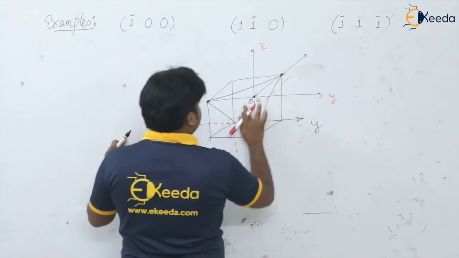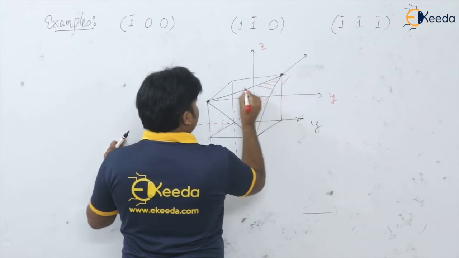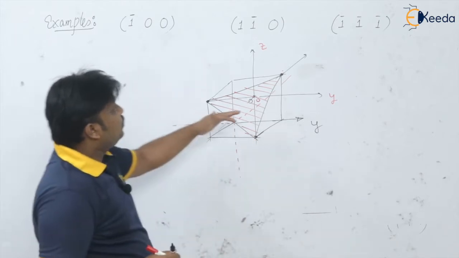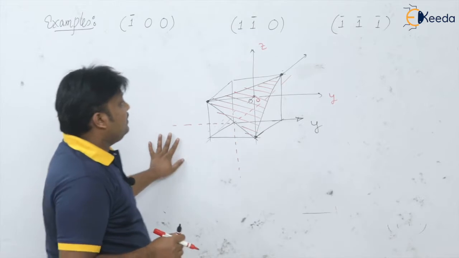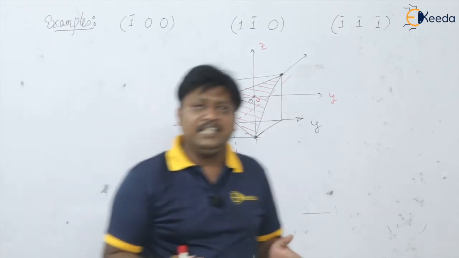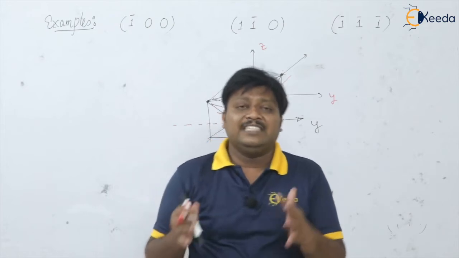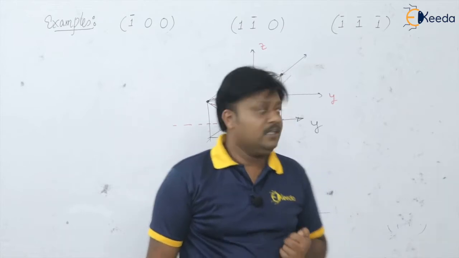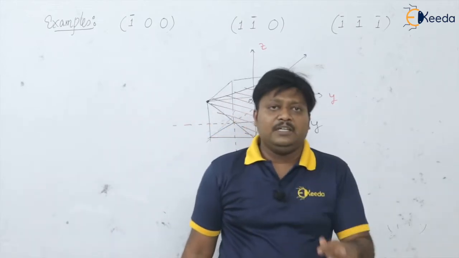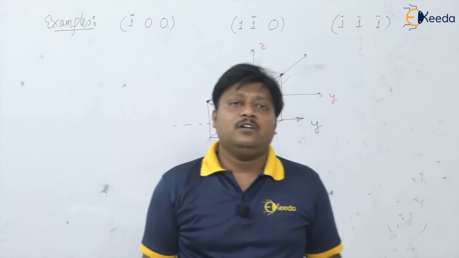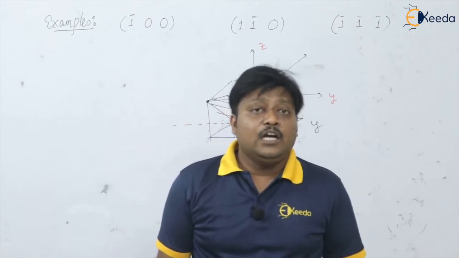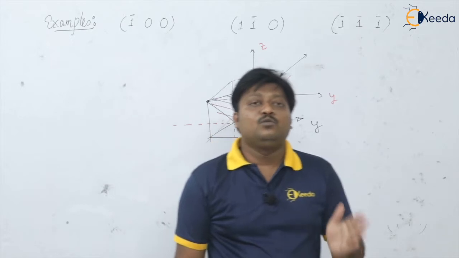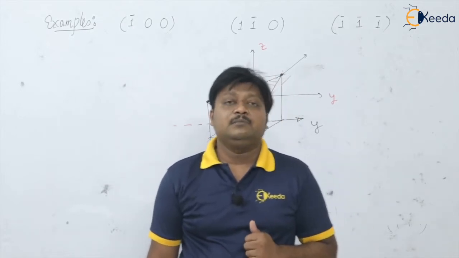So see, I got this plane here: negative 1, negative 1 and negative 1. Like this, we are able to draw these planes. We can have the single plane representation. We can also represent the family of planes. Now once we get all the planes, you are able to draw them. Now the second or next important thing that we are going to learn is the Miller indices: how to draw this, how to find out these Miller indices.